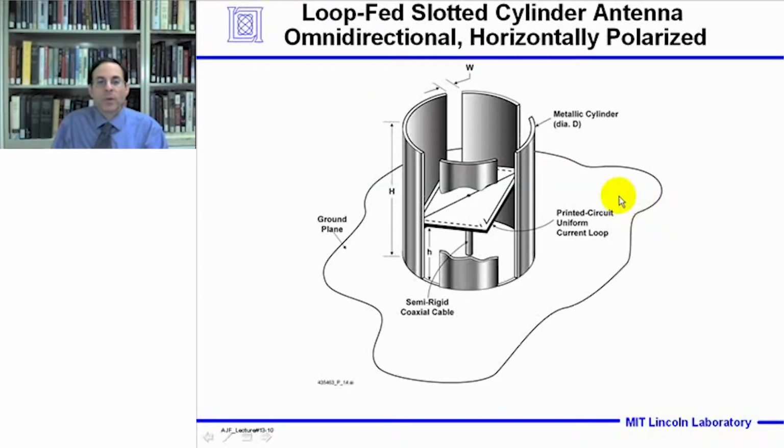Another type of antenna element that can be used would be a loop-fed slotted cylinder antenna, where we take the same type of uniform current loop and now place it inside a conducting cylinder with a number of vertical slots cut in it. So the electric field would be horizontal inside the slots, and the radiation pattern would have a null at broadside and wide angle coverage away from broadside. So in this lecture we'll be concentrating on the loop-fed slotted cylinder antenna.